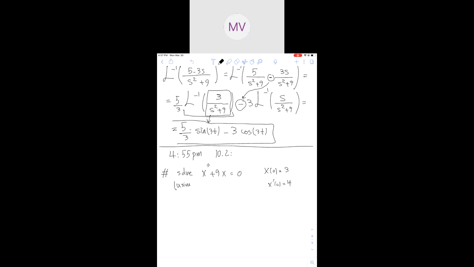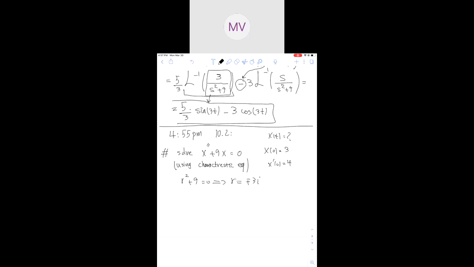So let's use the characteristic equation or polynomial, right? What was it? Remember here, the solution is x of t. So the characteristic equation in this case was r squared plus 9 equals 0. Then r is plus or minus 3i.